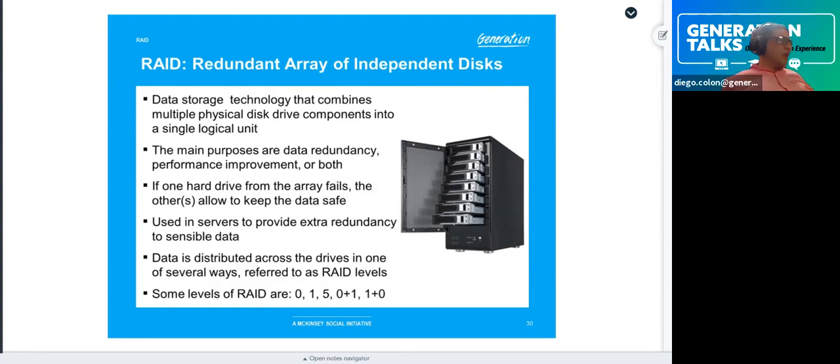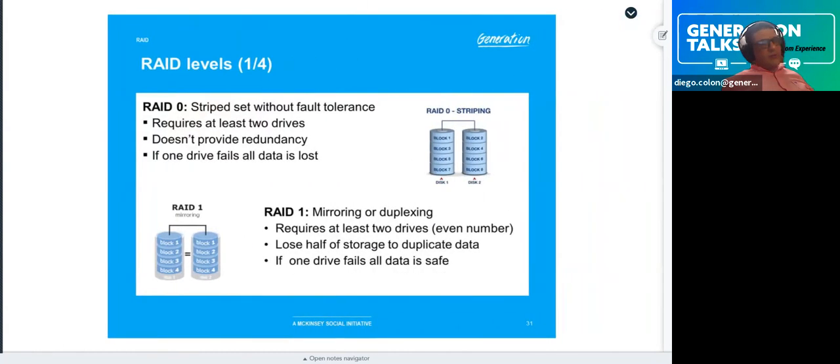And you also have RAID 6, but for the case of A+, apparently RAID 6 is not being looked upon. The ones that you do need to know are 0, 1, 5, 10, and 01. Now, as for RAID 0, zero means zero redundancy. All it's going to give you is performance based on what they consider striping.